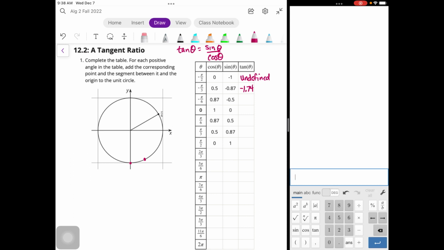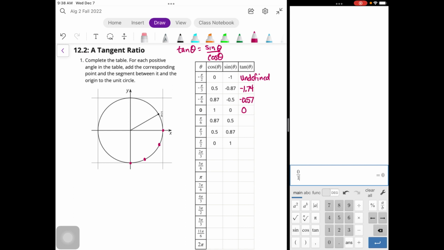All right, then we're going to do negative pi over 6, which is about right here. And we've got negative 0.5 divided by 0.87. So we have about negative 0.57. All right, and then we have 0 divided by 1, because that's here at the starting point. And we have 0, because you can divide 0 by other numbers. You just can't divide by 0.